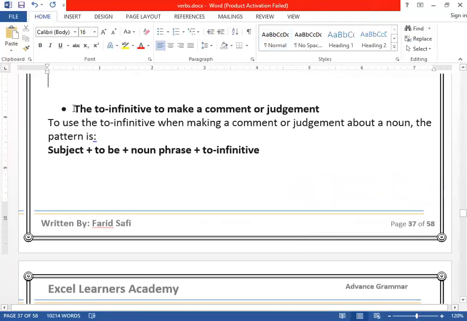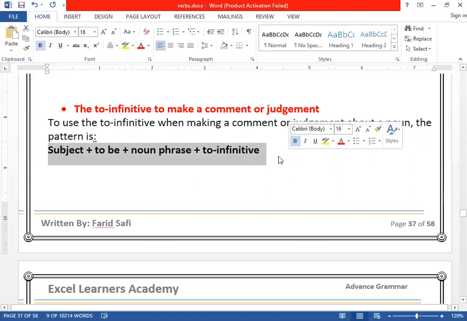We can use the to infinitive when you want to make a comment or judgment. The formula is: subject plus to be verb plus noun phrase plus infinitive.